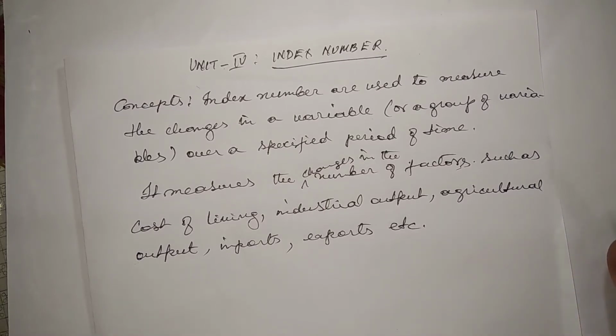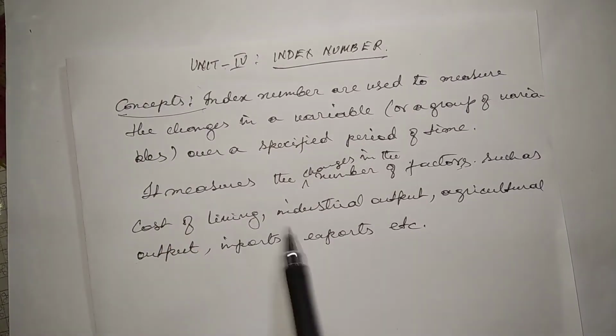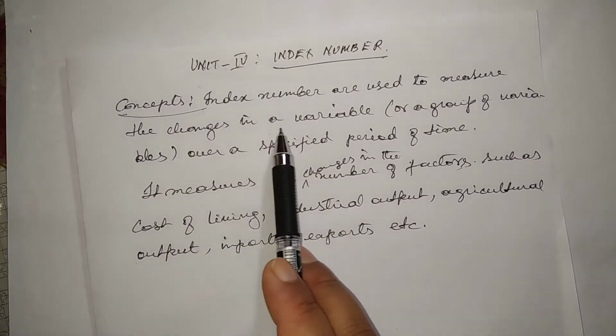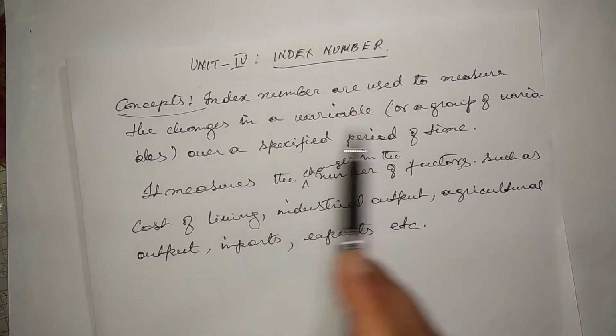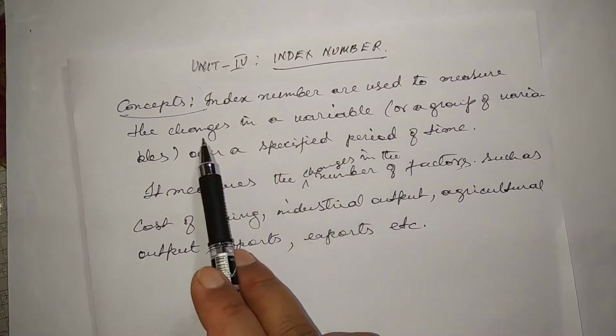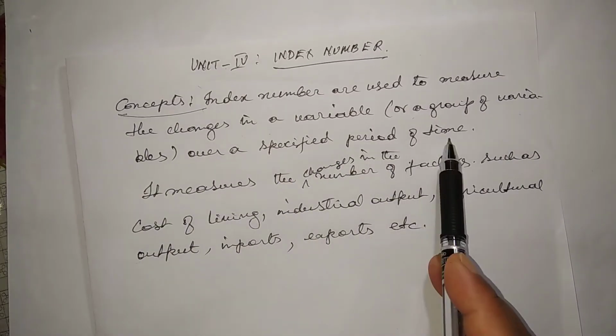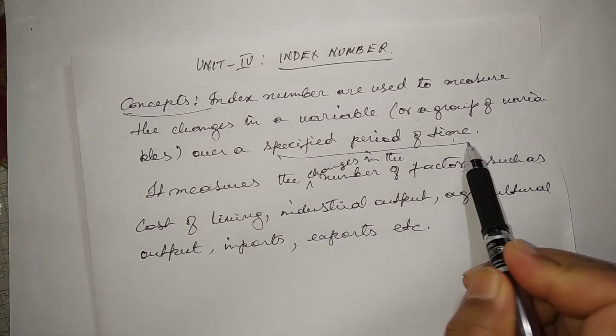Today I'll be discussing with you index numbers, which is in unit 4 of our syllabus. So first of all, what is an index number? Index numbers are used to measure the changes in a variable. That means it is a device used to measure the changes in a variable or a group of variables over a specified period of time. Okay, that means at a given time.